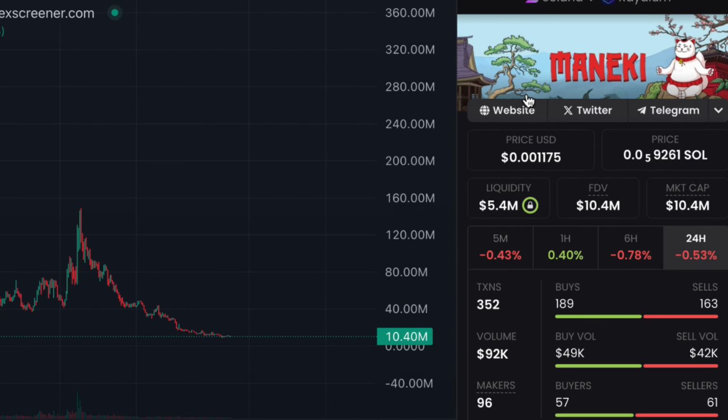Although I'm not holding Manaki, I'm actually looking at it to see if I'm going to buy it very soon. I don't know for now. I've not made my decision to purchase it.